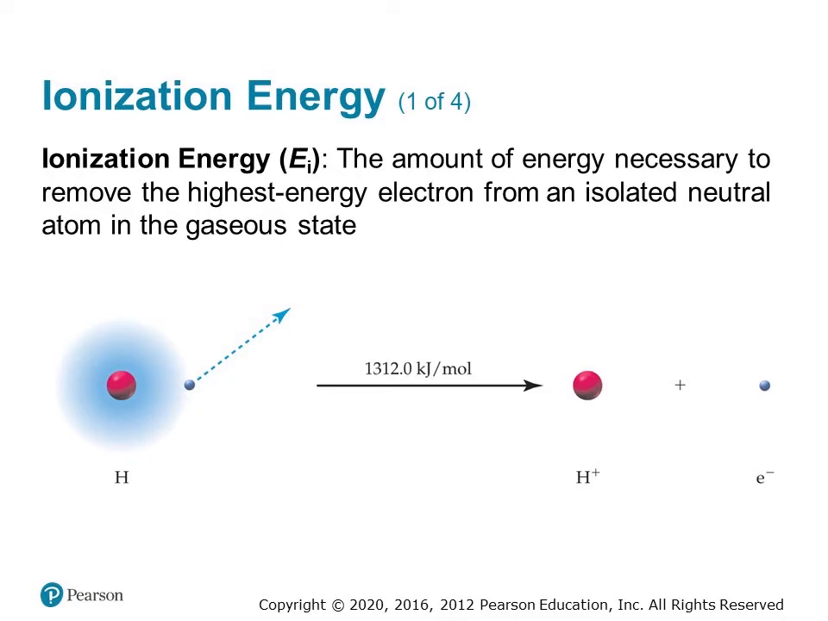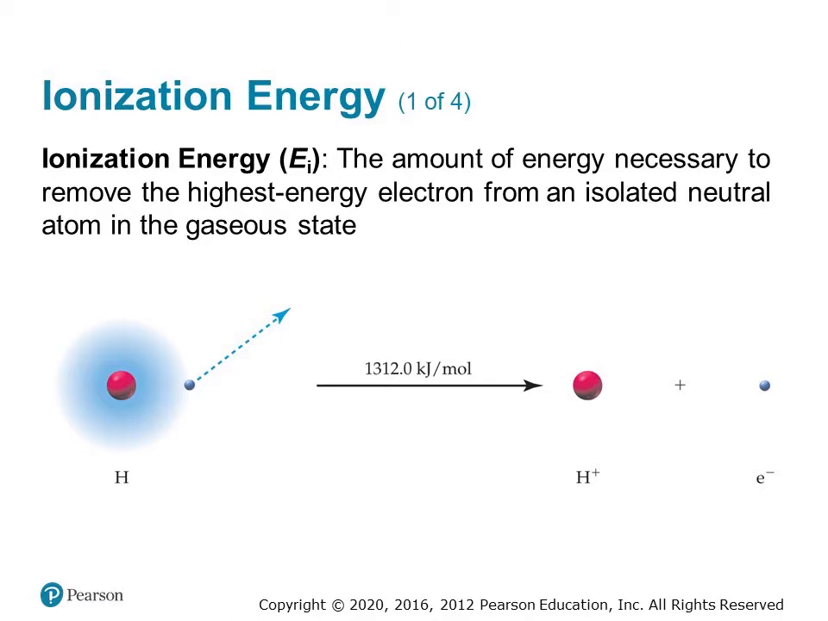Let's talk about another property of elements as it relates to ion formation, their ionization energies. If we start with an isolated, neutral atom of some element in the gaseous state, which is not the normal state for most elements, mind you, the ionization energy is the amount of energy necessary to remove one electron from the highest energy orbital of such an atom.